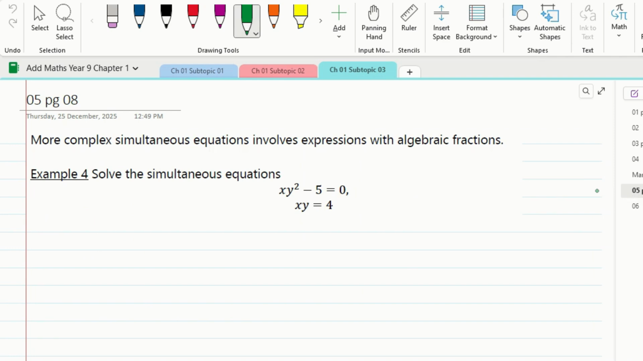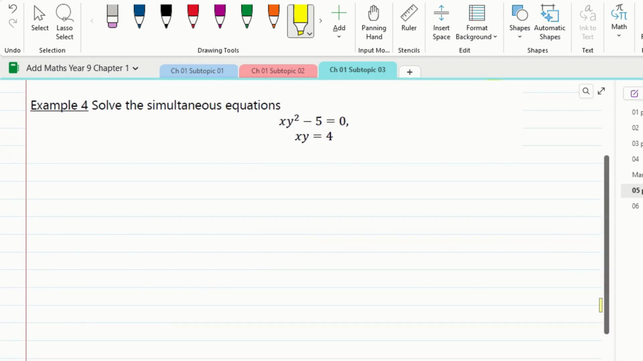Now, moving on to the next page. Sometimes you will face complex simultaneous equations which involve expressions with algebraic fractions. If you have not reached algebraic fractions in your algebra lesson in Mathematics D or GCSE, I will help you here. But let's have a look at what we have. The first equation of the simultaneous equations is x squared minus 5 equals 0, and the second equation is xy equals 4.